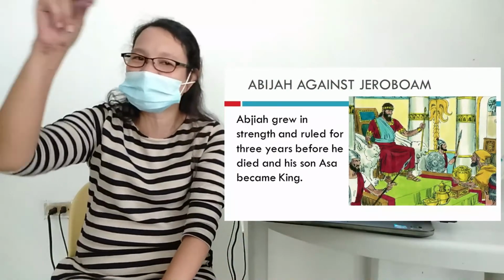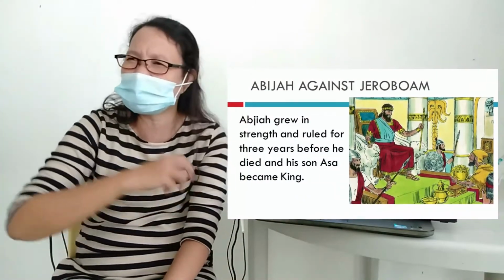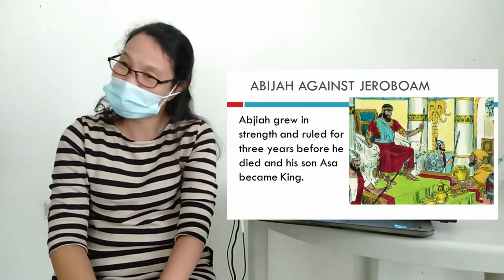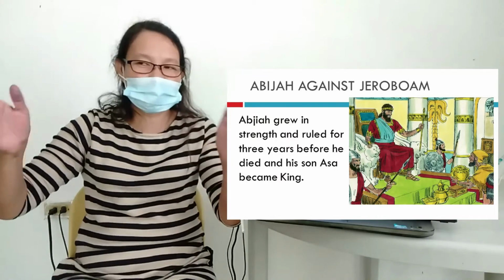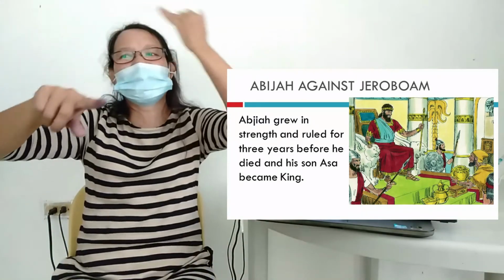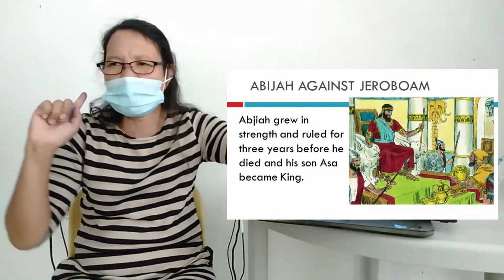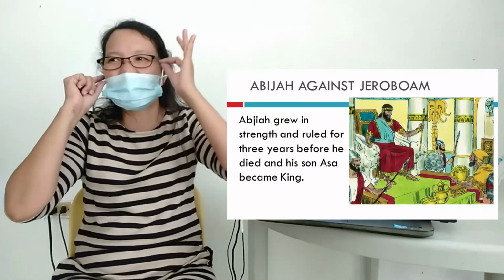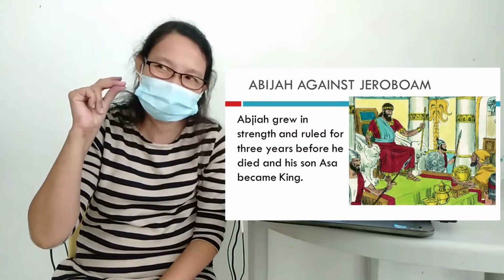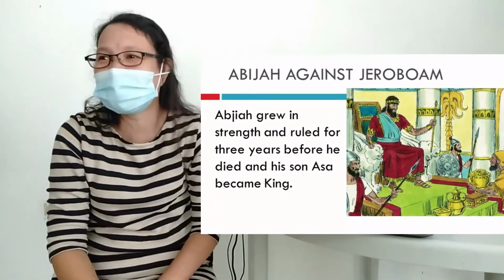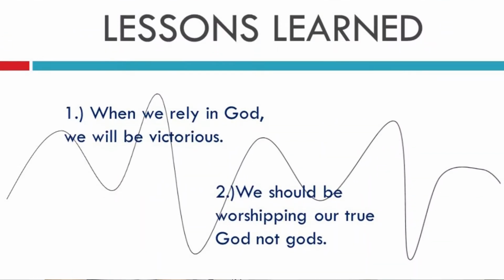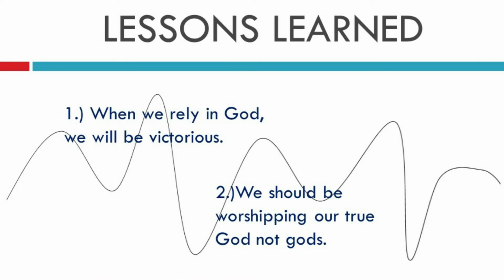And his son who? Asa. Asa became king. Oh, remember? We are studying about the kings. King Saul, King David, King Solomon, Rehoboam, Abijah. Oh, I'll give you a quiz of this. Abijah and who? Asa. Asa maka. Wale. All right.